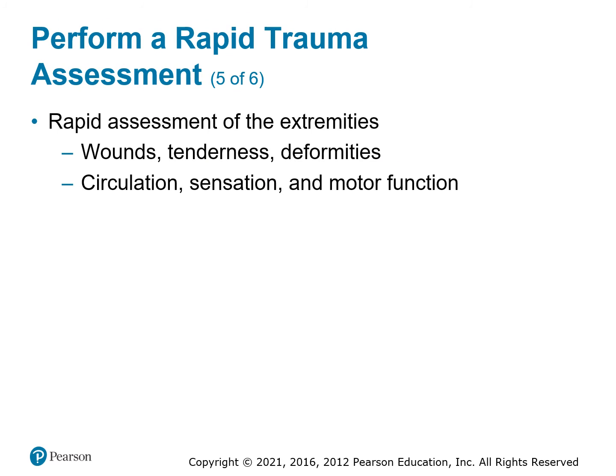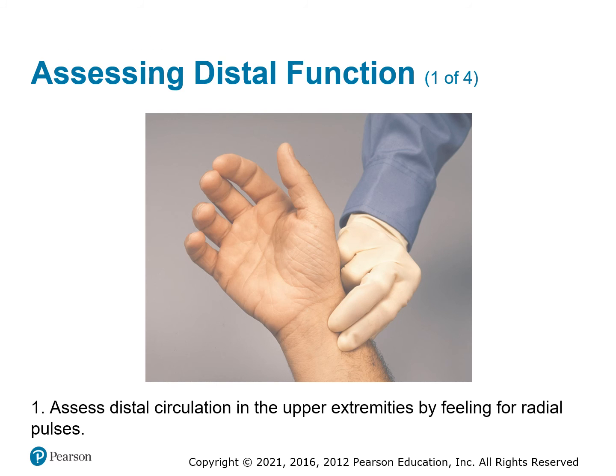Rapid assessment of the extremities. We're doing decap BTLS from the top of the leg down to the foot. We do one leg, then we do the other leg. Once we get to the bottom, we check circulation, sensation, motor function, CSM. If they're unresponsive, we will not get sensation or motor function, but we at least get pulse or circulation. And then we do the upper extremity.